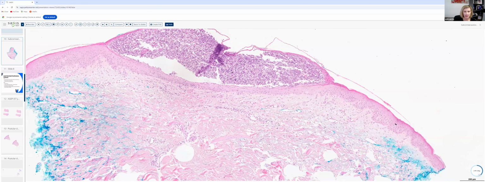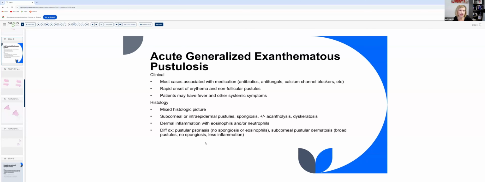And again, we always need the clinical picture to definitively make this diagnosis, since there are other things to consider in the histologic differential. So it's really a combination of the clinical and the histologic findings. Acute generalized exanthematous pustulosis, another pustular entity that certainly requires clinicopathologic correlation. Clinically, most of these cases are associated with medications. So most commonly, they're associated with antibiotics or antifungals. Calcium channel blockers have also been implicated.